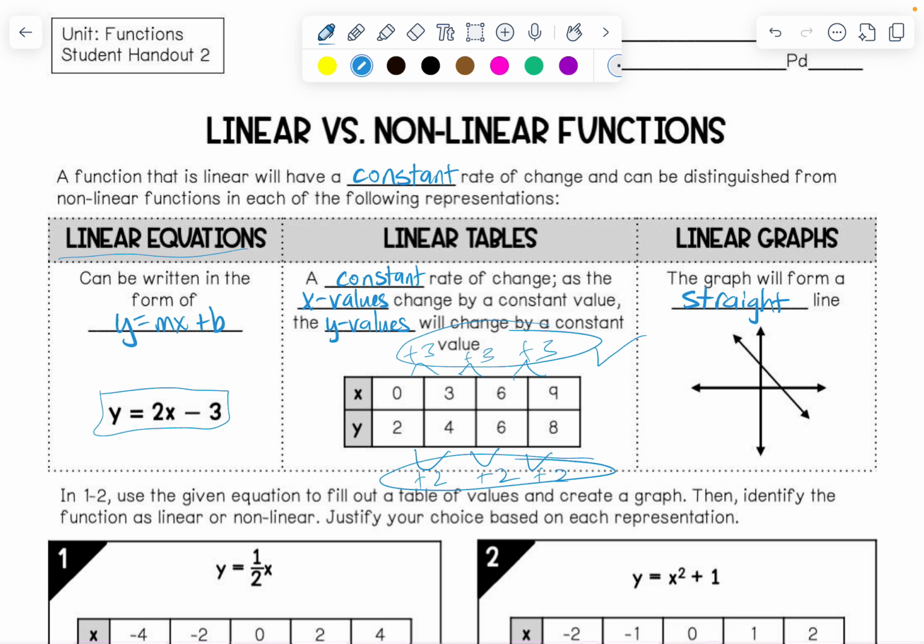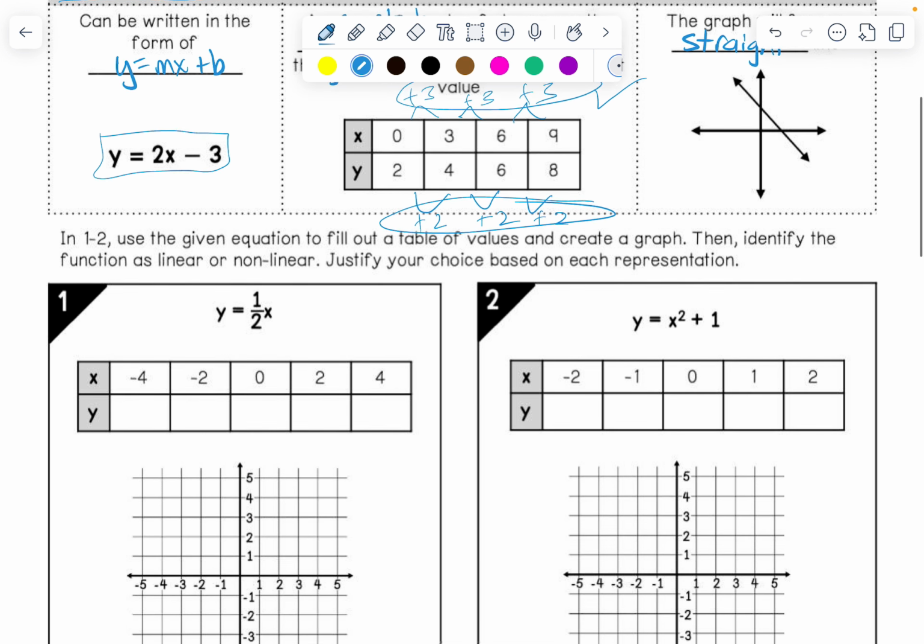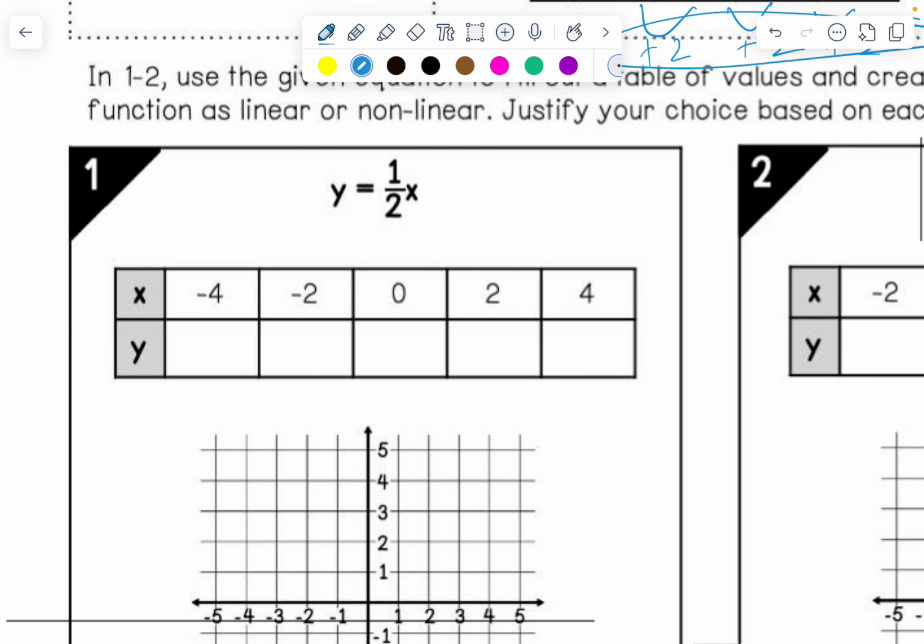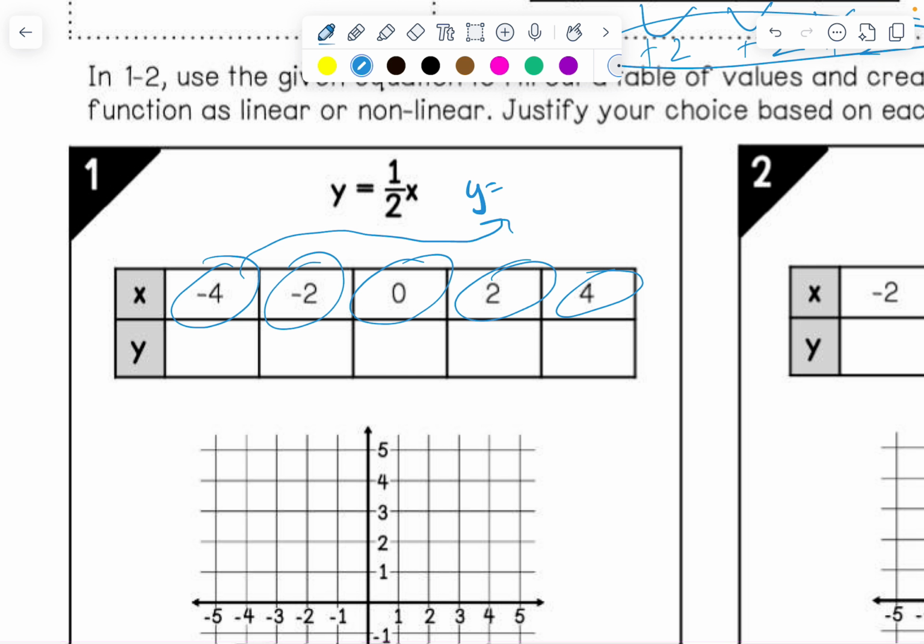Okay, so it says use the given equation to fill out a table of values and create a graph. Then identify the function as linear or nonlinear. Justify your choice based on each representation. All right, we've got y equals 1/2 x. So this means that we're multiplying 1/2 by my x values. We've got 5 of them. So you can use decimals if you want to. We're going to fill in this one. So 1/2 times -4. If you need the calculator, that's fine, but this is basically just half of -4, which is -2. Half of -2 is -1. And then we've got 0. Half of 2 is 1. And half of 4 is 2.